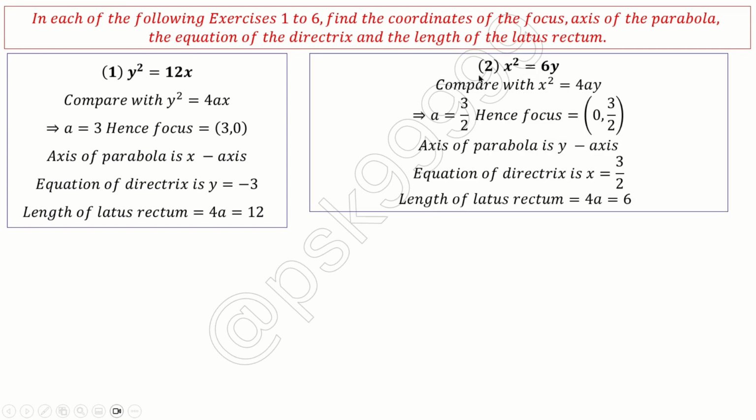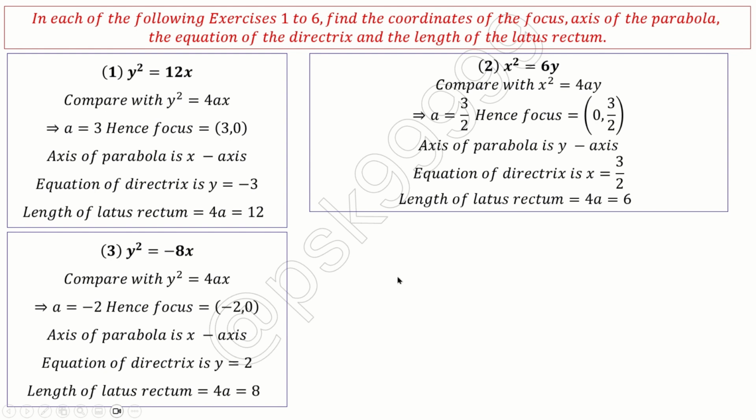Just be careful. If it is x square equal to 6y, then the parabola is forming on the y-axis, the positive y-axis. So compare it with x square equal to 4ay. Now everything will change. The focus point will be (0, 3/2). The axis of the parabola is the y-axis. The equation of the directrix is y equal to minus 3/2. The latus rectum is 4a, which is 6. So write it accordingly. Check it carefully. I made a mistake, so similarly don't make a mistake.